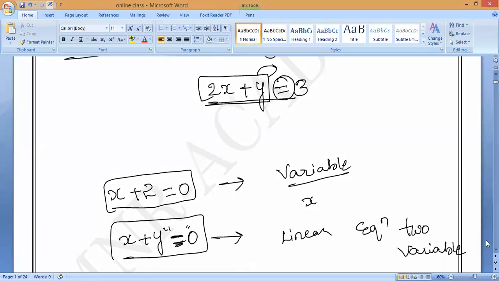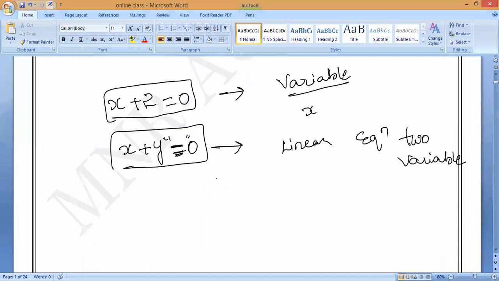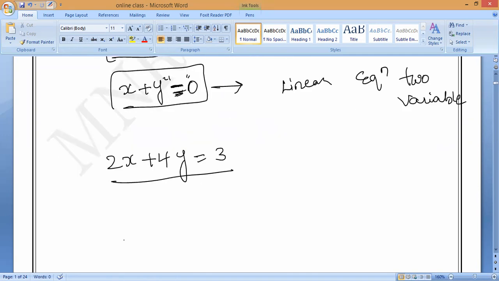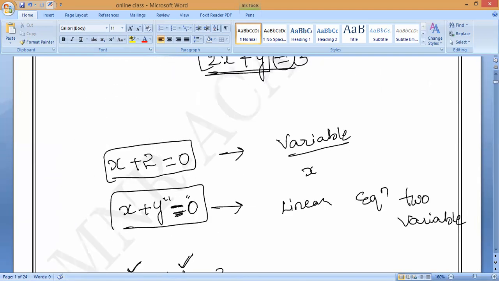Say some examples of linear equations in two variables. 2a plus 2b equal to 3. This is a linear equation in two variables. Now, what is your example? 2a plus 2b equal to something. Ma'am, we want to add y, so that we have x and y. Two variables. Our chapter name is two variables, so there must be two variables in the given equation.